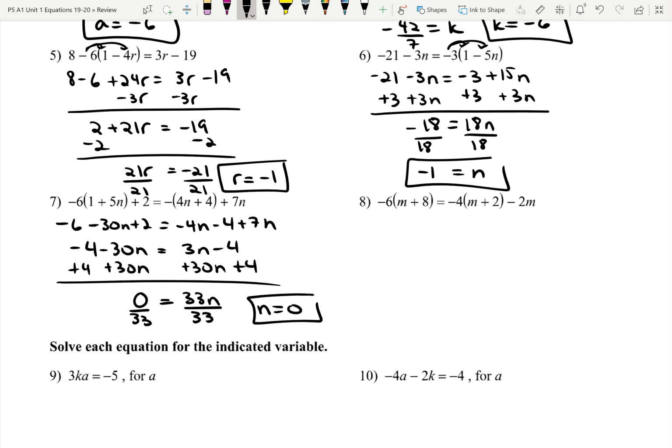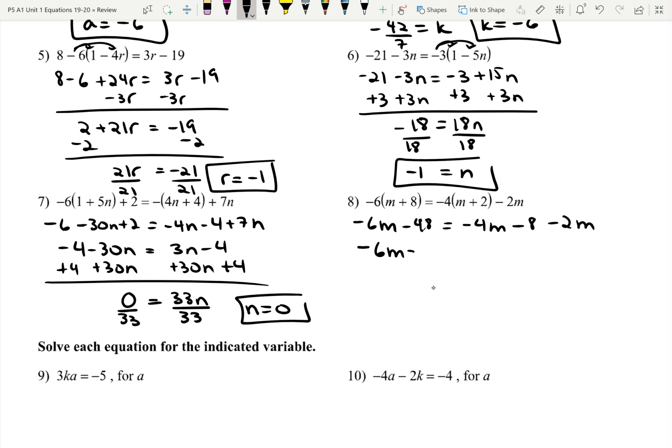Again, we have double distribution on both sides of the equation. So we have negative 6m minus 48 is equal to negative 4m minus 8, and we do not distribute to the negative 2m. Combining like terms on each side before moving things across the equal sign, the left side doesn't change, but the right side becomes negative 6m minus 8.